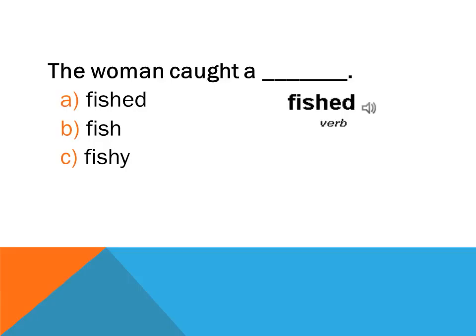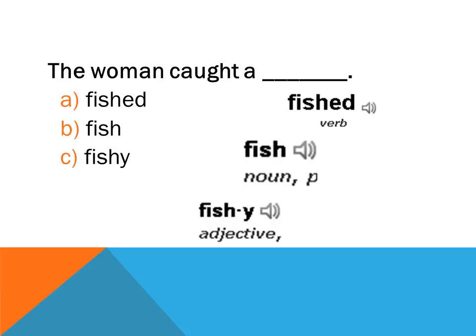Fished is a verb. That's what you do. You go fishing. Fish in this sentence is a noun. It's the animal, it's the thing. And fishy is an adjective. It's a word that you use to describe something. In this sentence, the correct answer is the woman caught a fish. The word that we want is a noun.